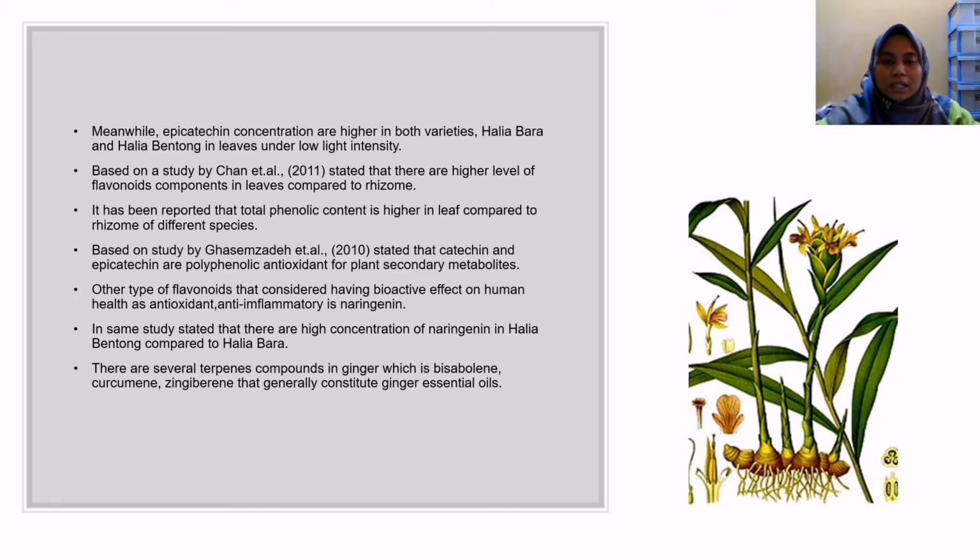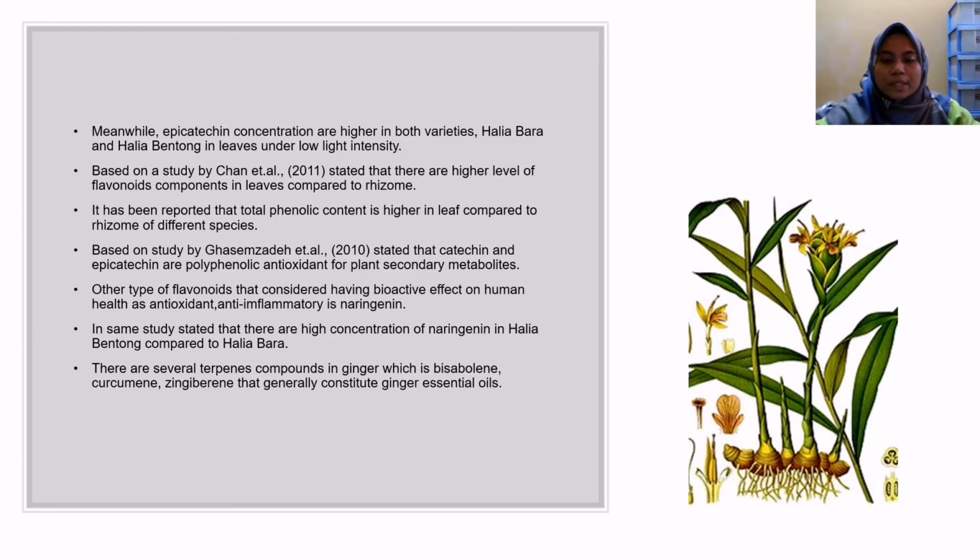Based on a study by Chan et al. in 2011, there are higher levels of flavonoid components in leaves compared to rhizomes. Based on a study by Ghasemzadeh et al. in 2010, catechin and epicatechin are polyphenolic antioxidants and plant secondary metabolites. The other type of flavonoid that is considered to have a bioactive effect on human health is naringenin. In the same study, it was stated that there is a high concentration of naringenin in Halia bentong compared to Halia bara.